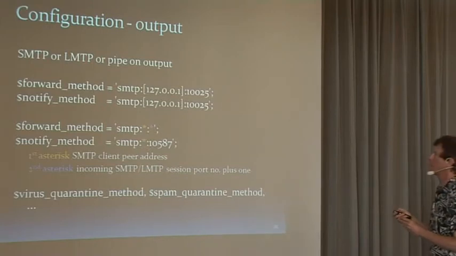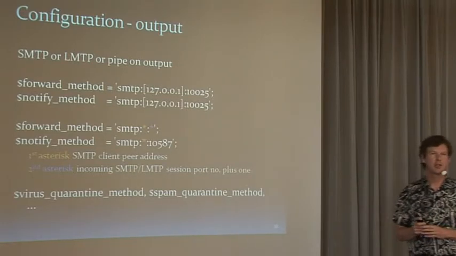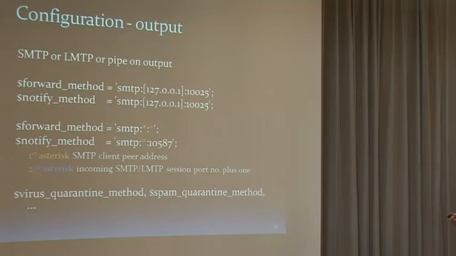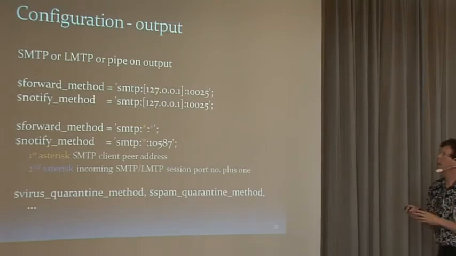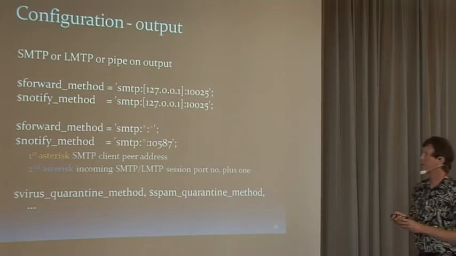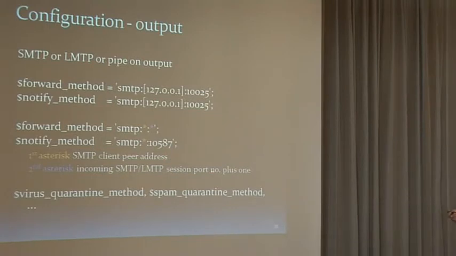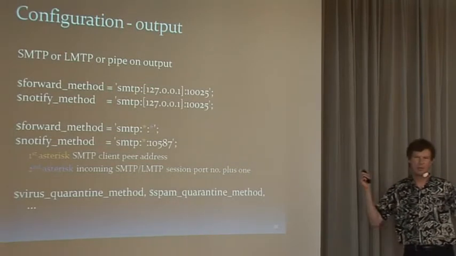This is the same thing, except that it controls delivery status notifications and some other administrator notifications. Instead of using a fixed IP address, you can use asterisk, which means go back to the same IP address the request came from. And instead of the port number, you can also use asterisk, which is just a shorthand to say use the same port number as on the input side +1. So just a convention.